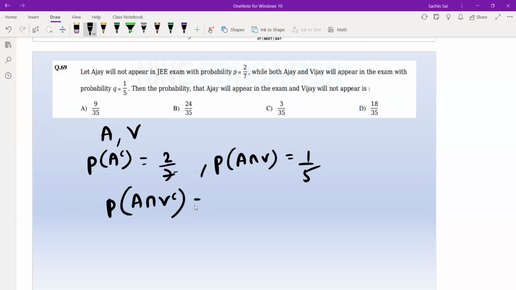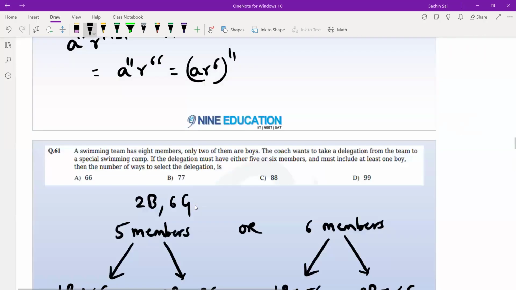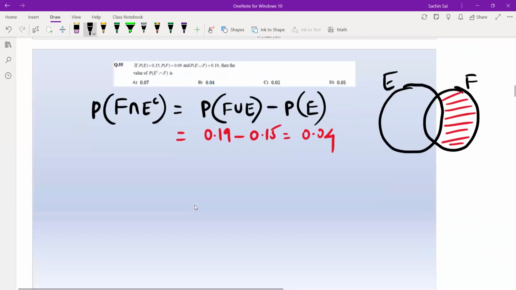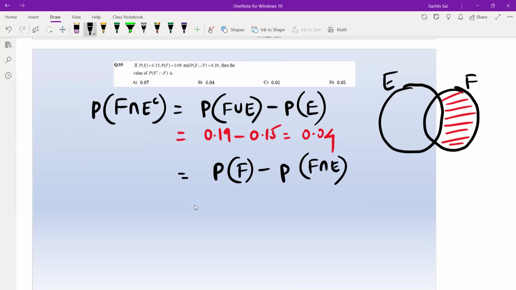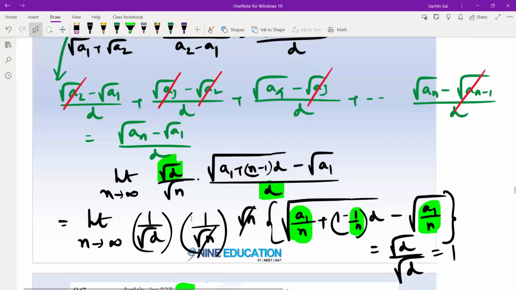This can be written as probability of A minus B, right? Remember, earlier we discussed how to write probability of A intersection B complement, in that question with F intersection E complement. There is another way of writing probability of F intersection E complement. I can also write this as probability of F minus probability of F intersection E. That result is particularly useful in this problem.